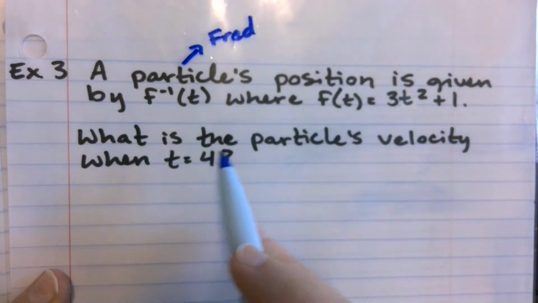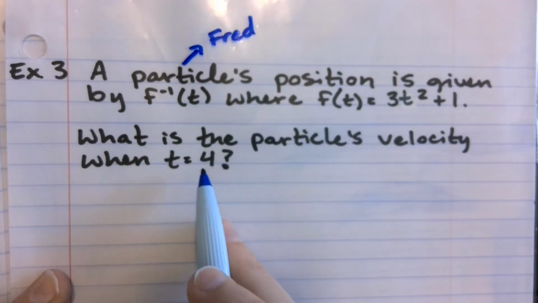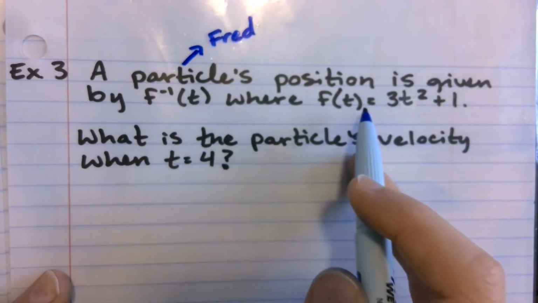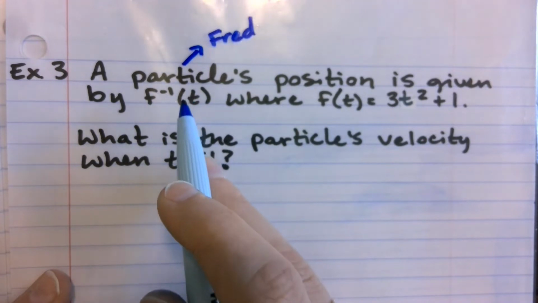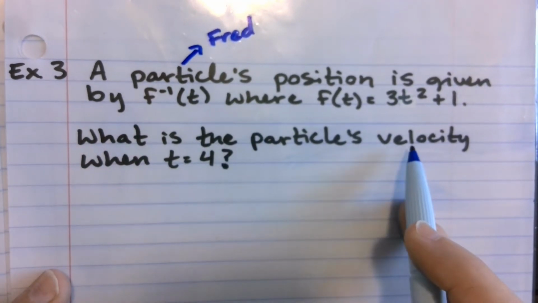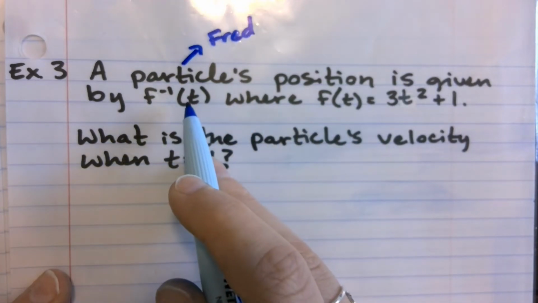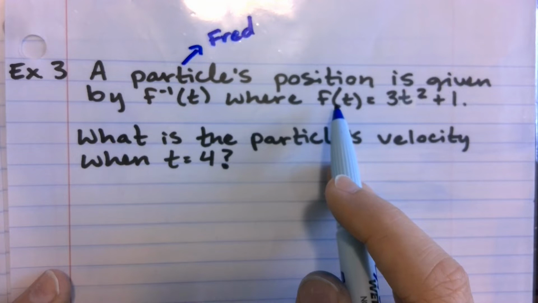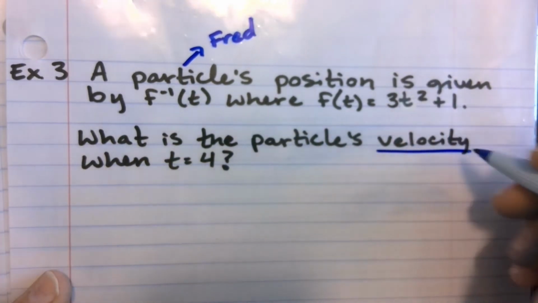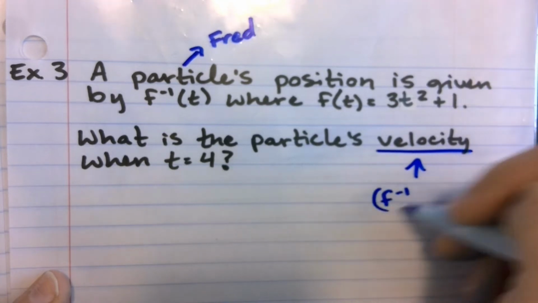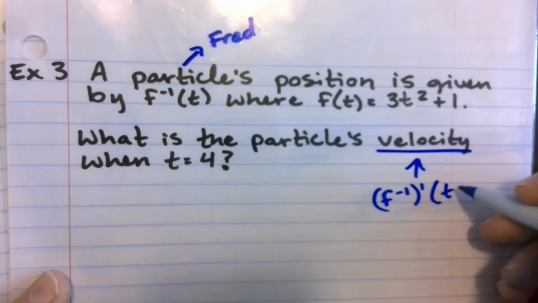So first, let's name this particle Fred. We were trying to figure out Fred's velocity when t equals 4. And what we have to keep in mind here is that his position is not given by just f of t, it's given by f inverse of t. So that means if I'm talking about his velocity, I have to be taking the derivative of f inverse, not the derivative of just f of t. So his velocity is going to be given by this f inverse prime of t.